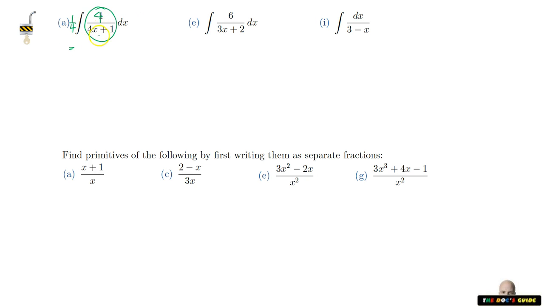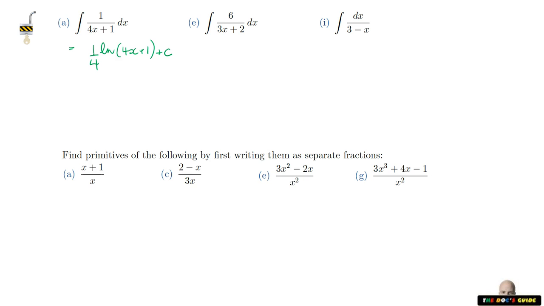But then this part here becomes the integral of a quotient where the top line is the differential of the bottom. So we know that that's log, so that becomes log of 4x plus 1, so log of the bottom. But it's a quarter of that, and then plus c.